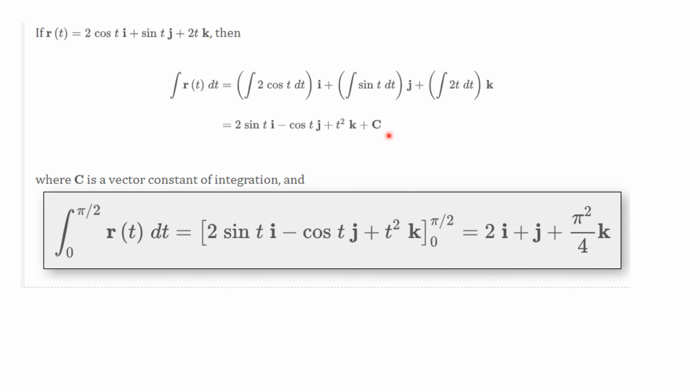So this is what we get, and this is the constant of integration that we have. And this is a vector, so it's a vector constant of integration. Now, if we were to plug in numbers, we're plugging in pi over 2 and 0, and you would get this as your final answer. This again is very much the kind of problem that I might ask.